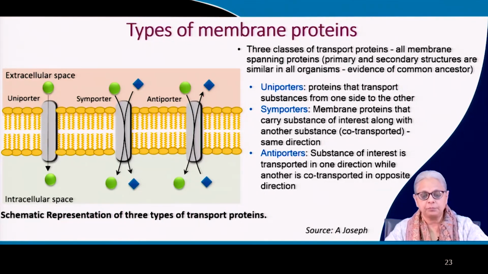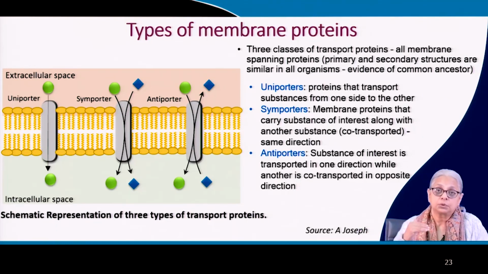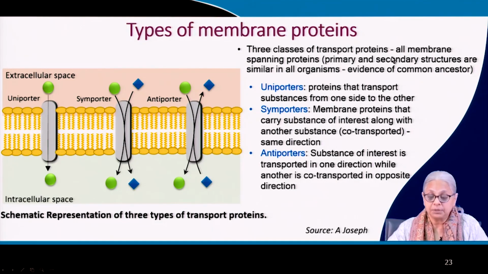In terms of types of membrane proteins, there are three types: uniporters, symporters, and antiporters. One interesting fact, again part of evolution, is that primary and secondary structures of all transport proteins are the same. If you remember, when we looked at proteins, we looked at primary, secondary, tertiary, and quaternary structures. At the primary and secondary level, all organisms have the same proteins. That is what people are saying is the evidence of a common ancestor for all life forms.